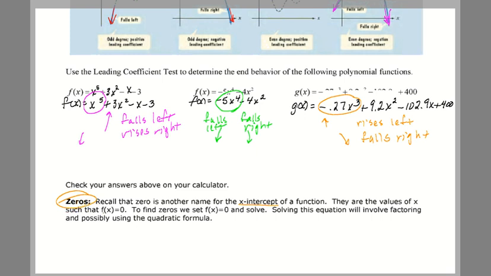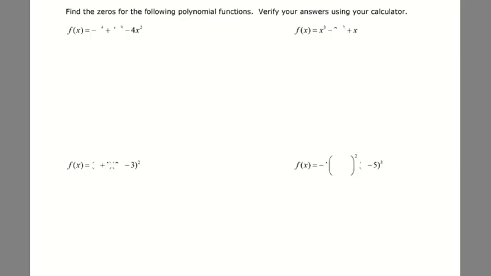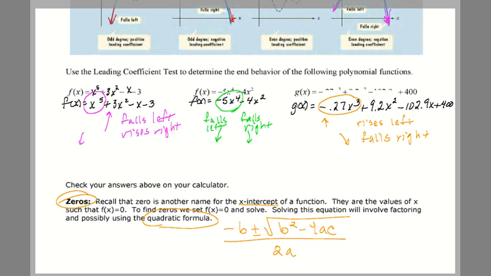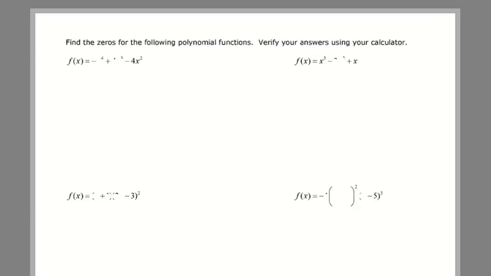Those are found by taking your function and setting it equal to 0, and then solving it. So we set f of x equals 0 and solve, and solving this equation may involve factoring and possibly the quadratic formula. Let's get a quick reminder of what that quadratic formula is. Negative b plus or minus the square root of b squared minus 4ac, all over 2a. We used that back in 3.1. Let's work on finding some zeros of a polynomial function.